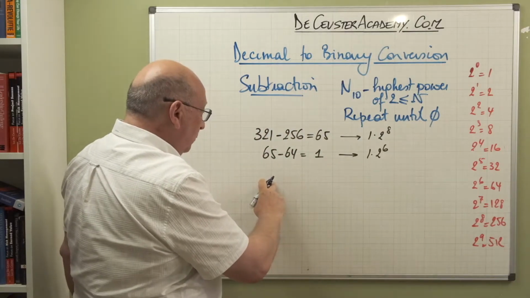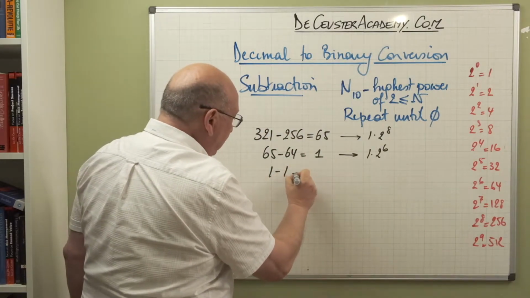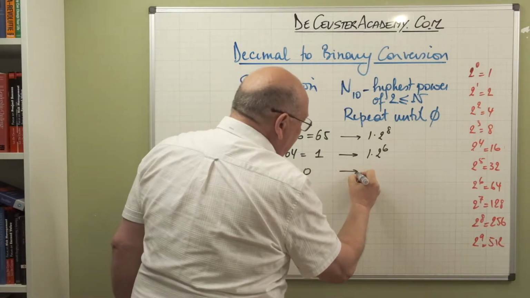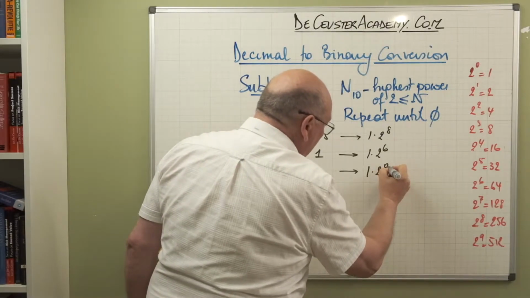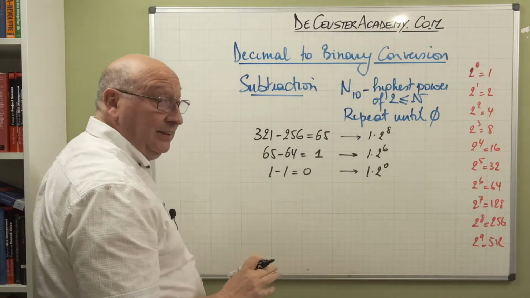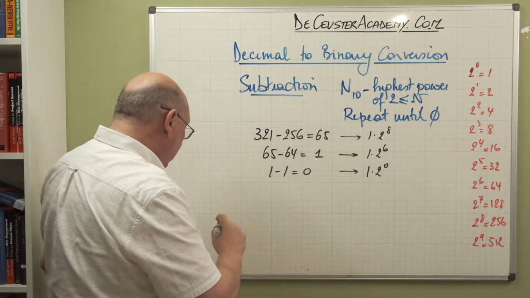And the last one, I have 1 minus 1 is 0, and here I have 1 times 2 to the power 0. Now when I write it in a table, it's sometimes a little bit easier.